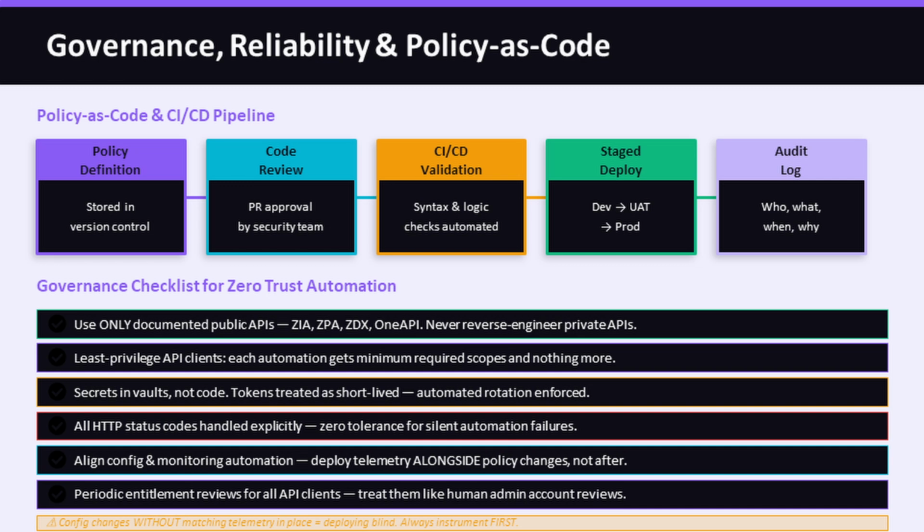Use only documented public APIs: ZIA, ZPA, ZDX, and OneAPI. Never attempt to reverse engineer private APIs. They're unsupported, undocumented, and out of exam scope. Assign least privilege scopes to every API client. Store all secrets in vaults, never in code. Handle every HTTP status code explicitly. Zero tolerance for silent failures.